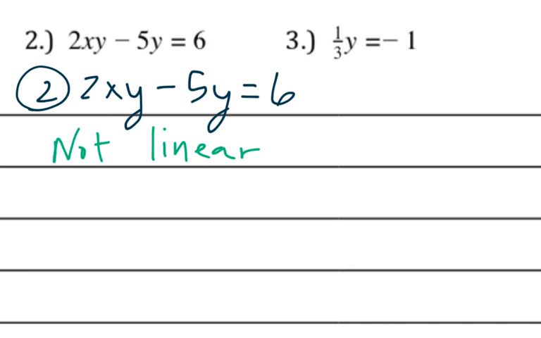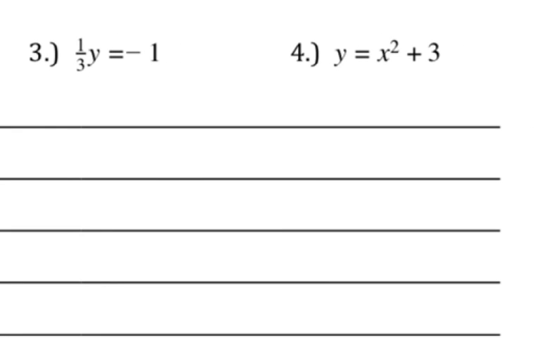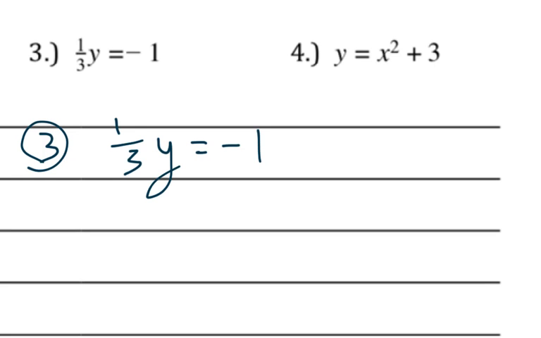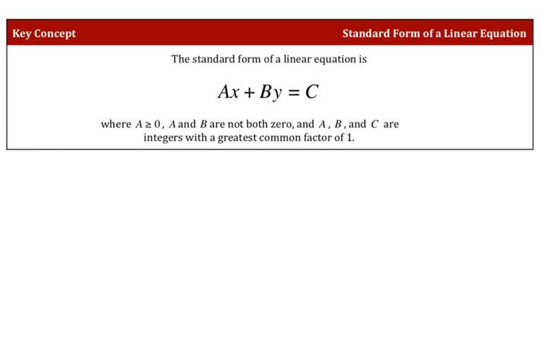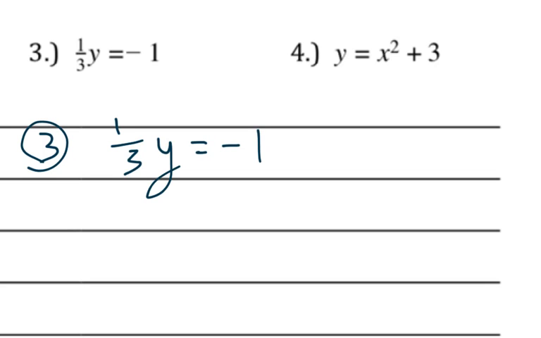Looking at 3. Well, here we have 1/3 y is equal to negative 1. And as I look at this, well, there's no x, and that's a little bit peculiar. But a actually could be 0, so it's okay for x to go away in this. So even though I don't see an x, this is going to work out just fine. But the issue is you can't have fractions. So we're going to multiply everything by 3, which cancels this out, and I'll have y equals negative 3.